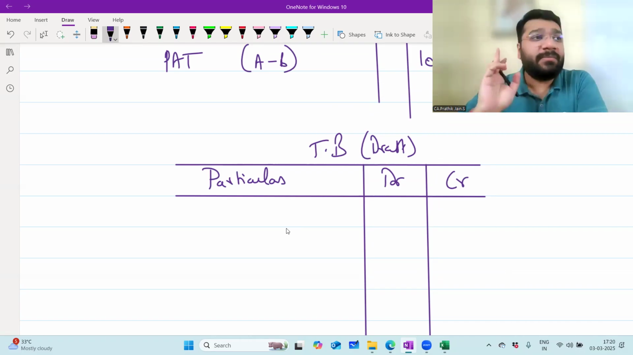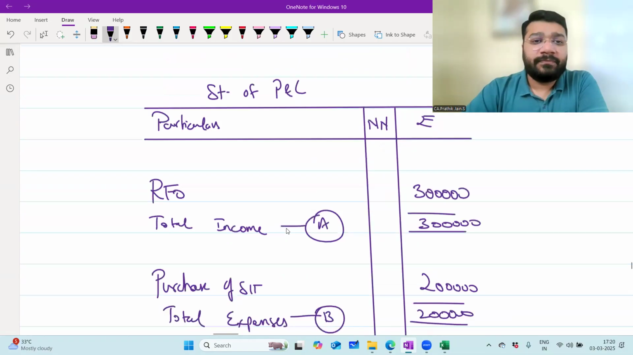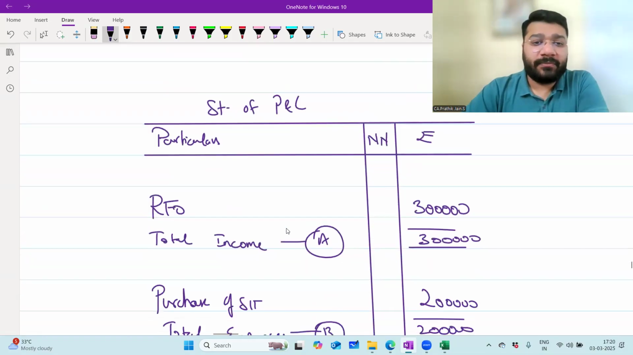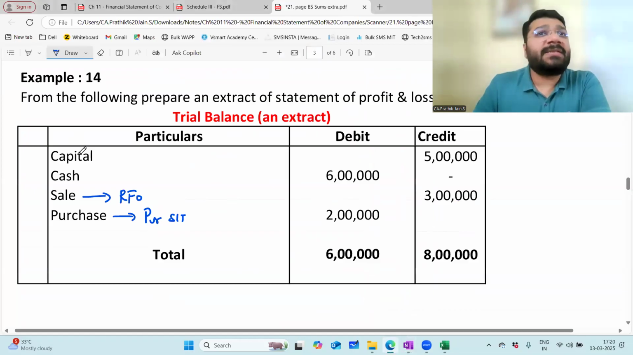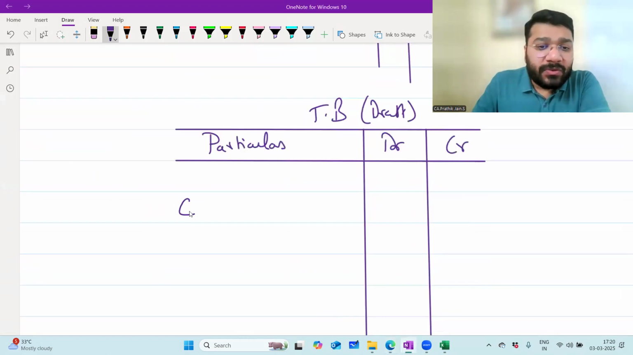Cash will be as it is. Capital will be as it is. Then? So you're telling that, sir, when we prepare the statement of P&L, we did not impact the capital account. We did not impact the cash account. So we can copy paste this as it is. Correct?